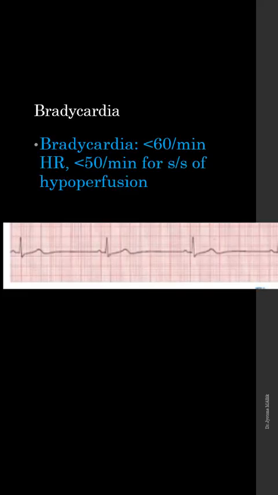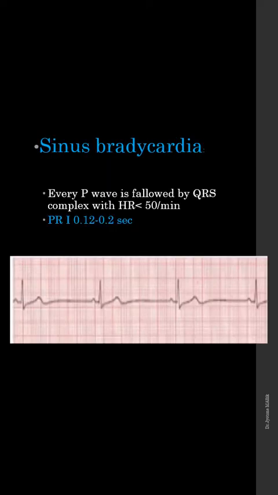Bradycardia is heart rate less than 60 and it becomes symptomatic generally only when it is less than 50. And we will get signs and symptoms of hypoperfusion like altered sensorium, chest pain, hypotension, and signs and symptoms of heart failure.